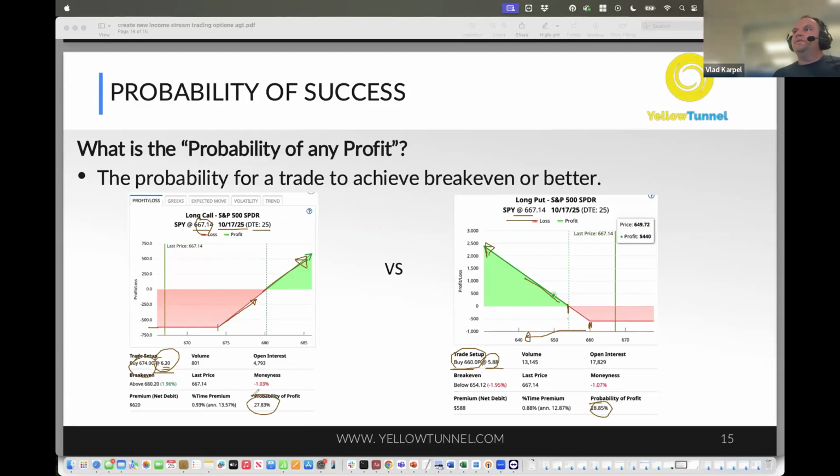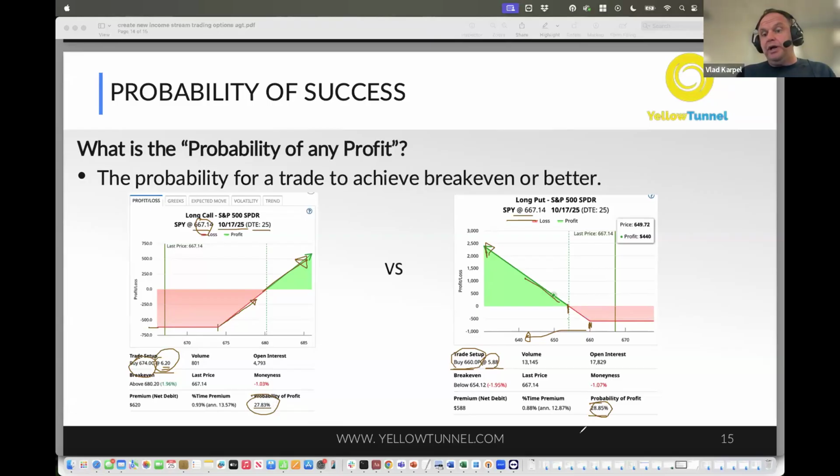So this is why options do have sometimes a negative connotation, where people say, well, every time you buy puts and calls, you lose money. And it's true if you buy out of the money puts and calls, you can see the probability of success, right? So 30% of the time, this trade would be a losing trade, right?